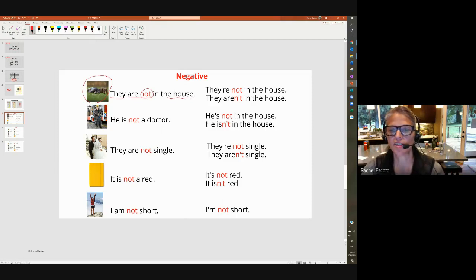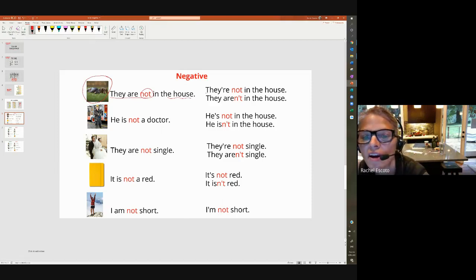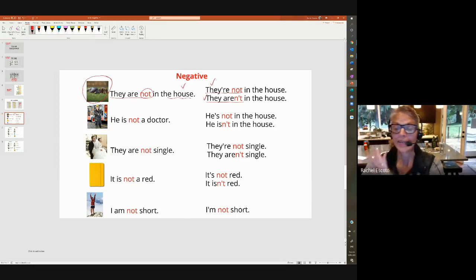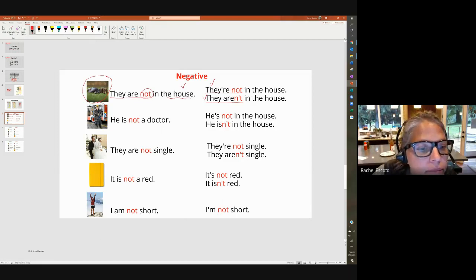And then I want to look at the contractions. I can say they're not in the house or they aren't in the house. This is 1, 2, 3, same, same. You can say any one of those three. Same, no problem.